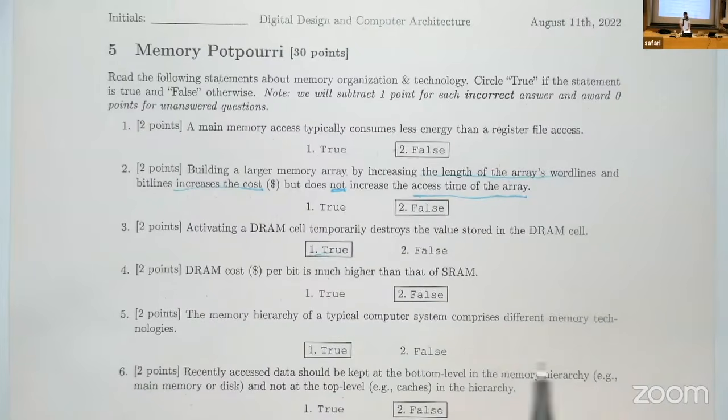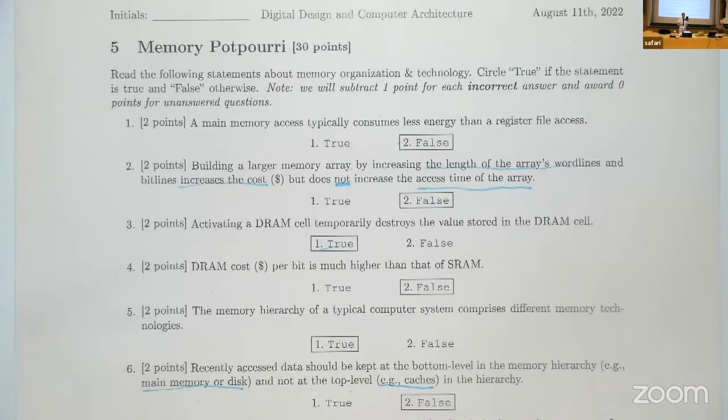Yeah. Recently accessed data should be kept at the bottom level in the memory hierarchy, bottom level meaning the main memory or disk, but not at the top level, meaning caches. And this is false because if you're frequently accessing data, you want to keep it close to your processor. So you want to keep it at the top level because you can access it much faster. Putting it in main memory or disk does not make much sense because you spend more energy and more time to access that data.